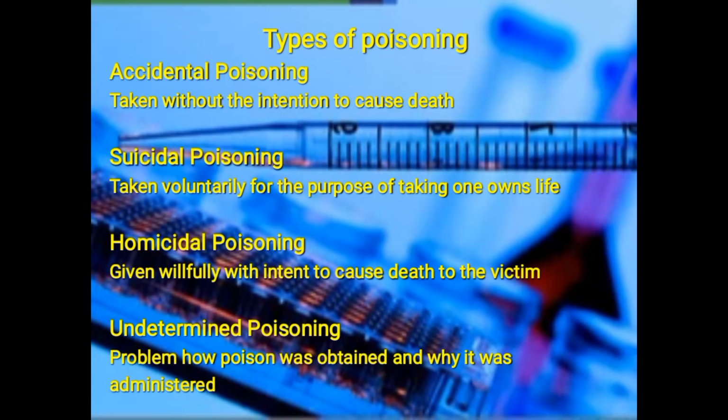And lastly, undetermined poisoning. Undetermined poisoning is a problem of how the poison was obtained and why it was administered. In other words, it's quite difficult to determine the reason why the poison was given to the victim, and where the poison came from. It also relies on how it was obtained and why it was administered. So this is where we look for undetermined questions.